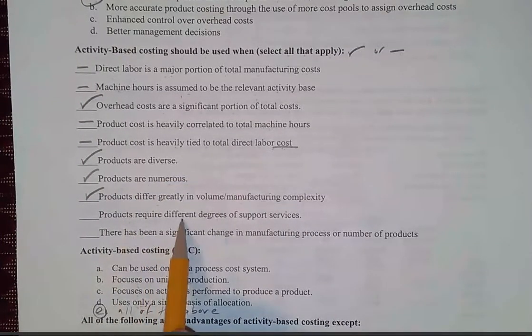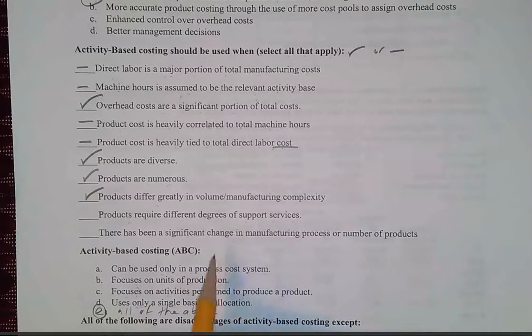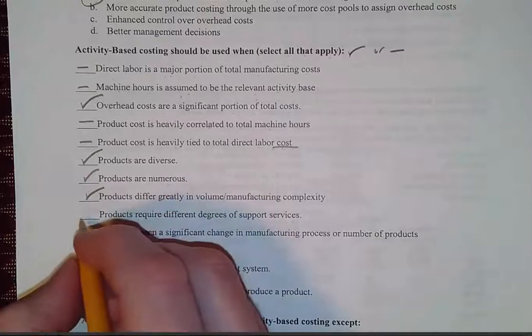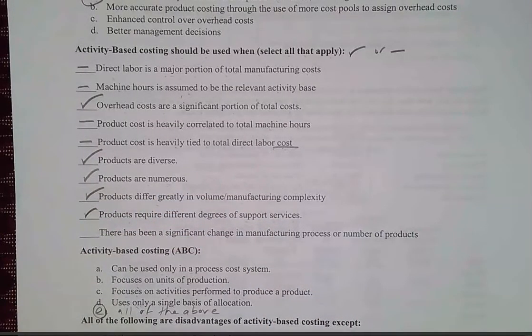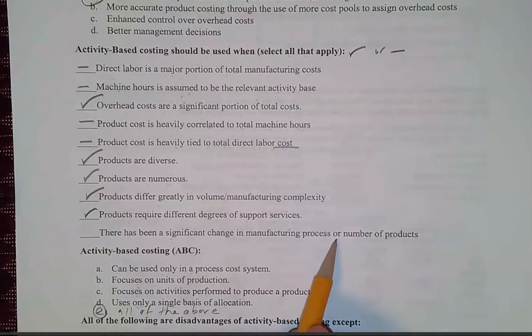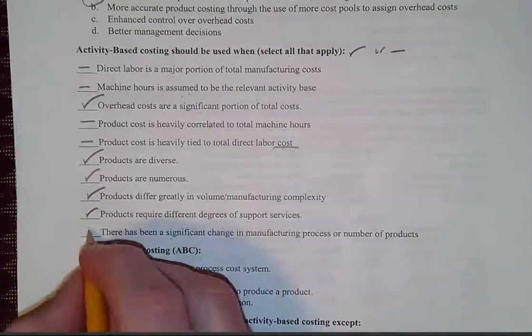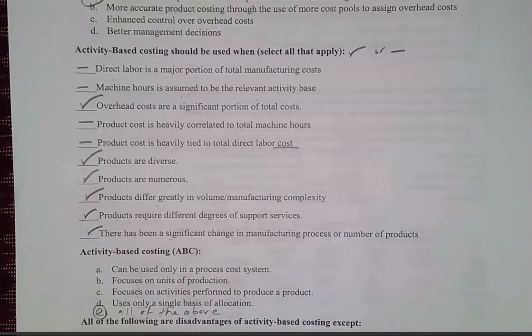Products require different degrees of support services. If that's true, a single plant-wide rate for overhead will not help us out very much, so we need ABC instead. And then there has been a significant change in manufacturing process or number of products. Again, all of these things scream complexity, and that's when we need to use activity-based costing. We'll wrap this video up and come back and look at some calculations.